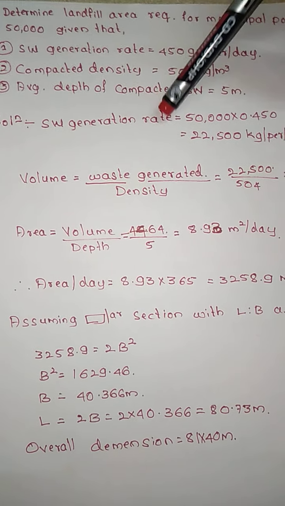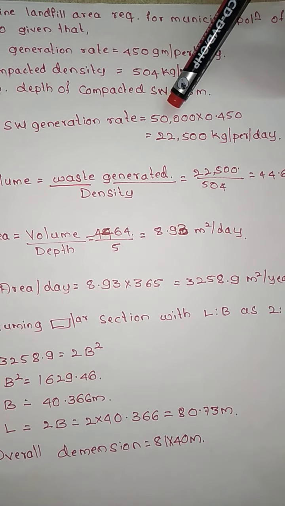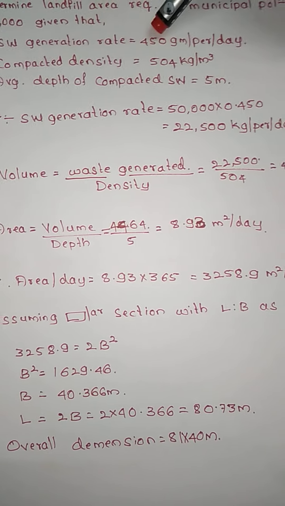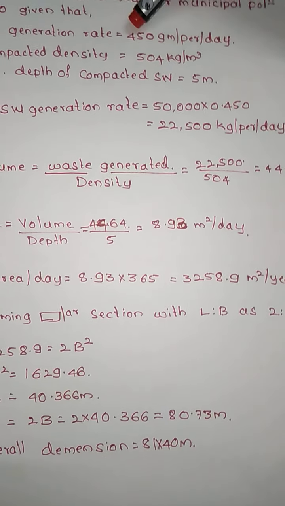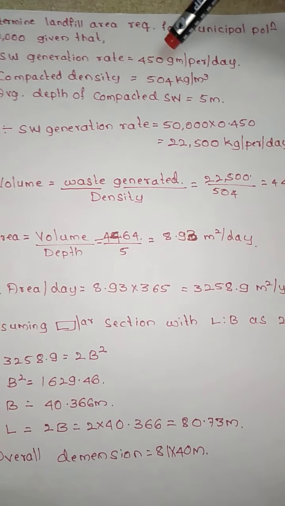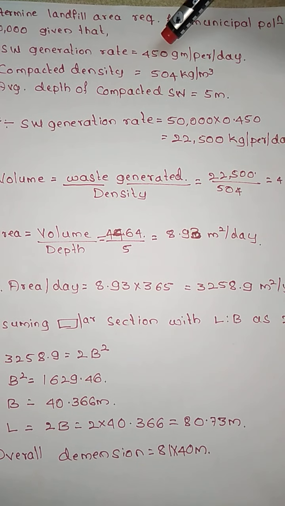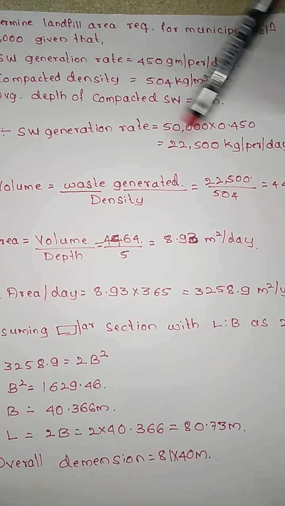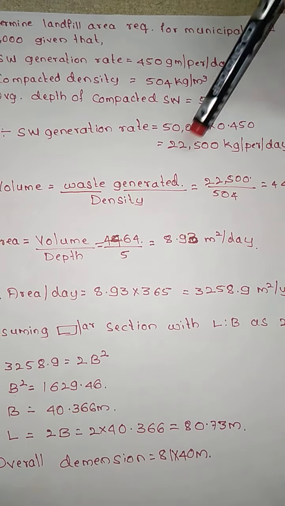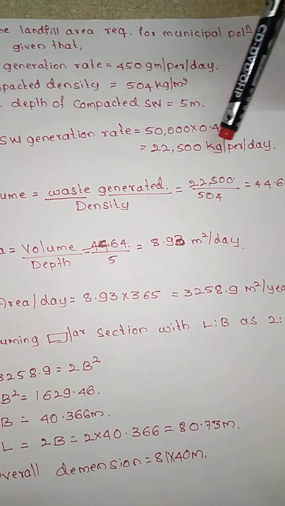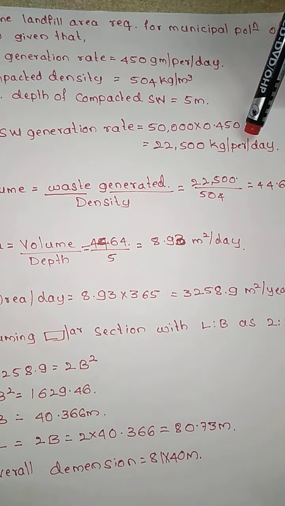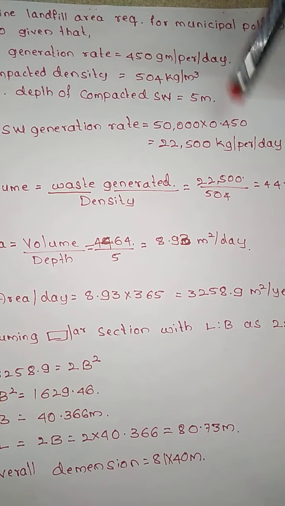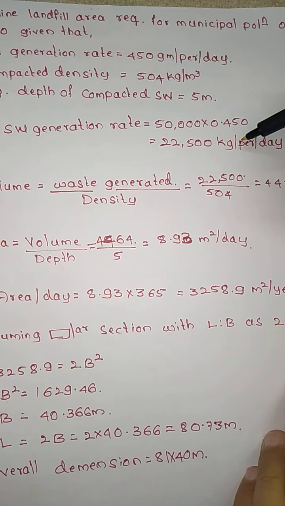So the solid waste generation is nothing but the population multiplied by the solid waste generation rate. This is given in grams, so we have converted it into kg. 1 kg will have how many grams? 1000 grams. So we have just converted into kgs. So we get 50,000 multiplied by 0.45, which gives 22,500 kg per day of waste we are going to generate.